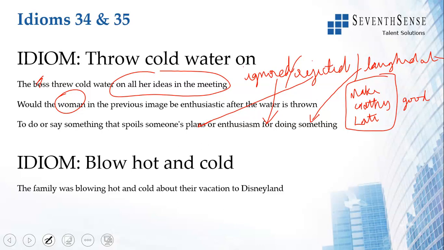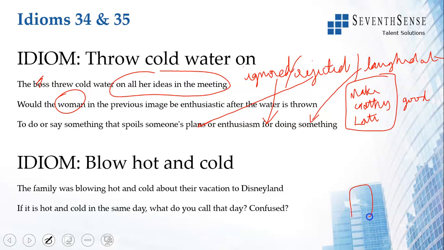Blow hot and cold. Let us say on a particular day, it's hot for the first hour, then it's cold for the next hour, and then again it's hot, and then again it's cold. If someone asks you, is the day hot or cold? Can you answer? No. Okay, so think of this. This is the story I used to remember this idiom. I would not be able to answer whether the day is hot or cold. The usage is: the family was blowing hot and cold about their vacation to Disneyland. So if hot is positive, cold is negative. Meaning this particular family is thinking of going to Disneyland one day, then not going the next day. Thinking of again going to Disneyland and then not going. So they're not very certain.